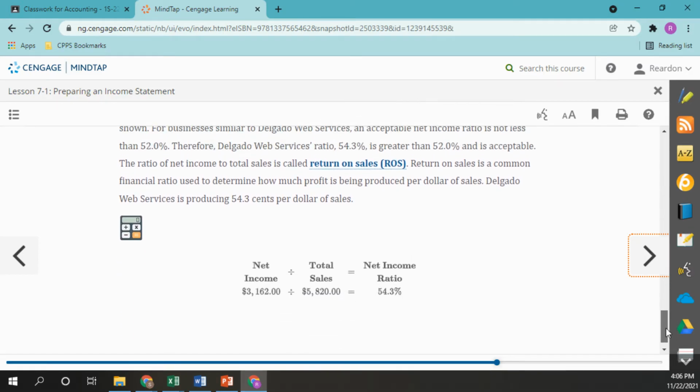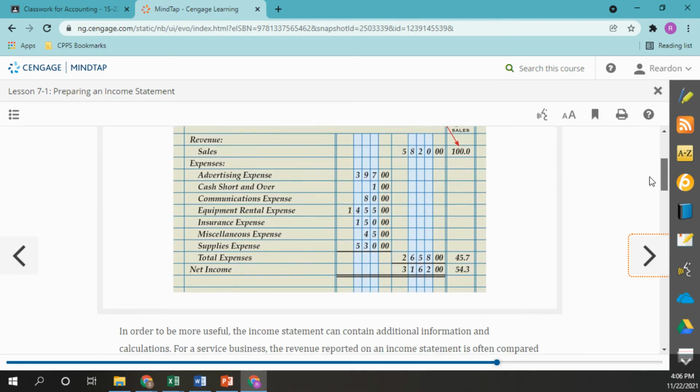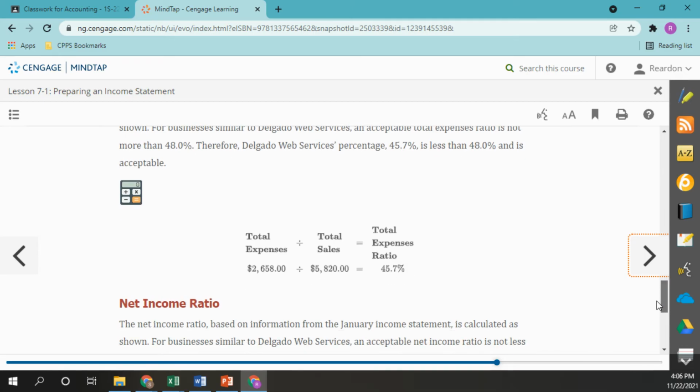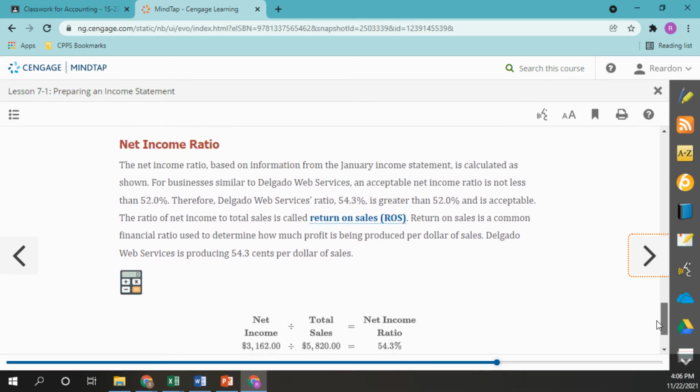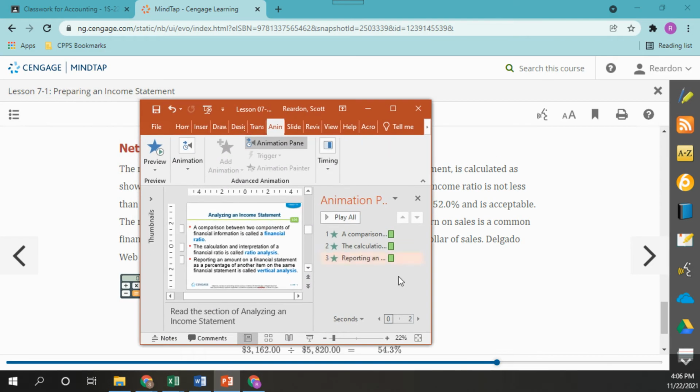So if you would please take a moment, read through the Analyzing an Income Statement section of Chapter 7.1 in your MindTap book. All right. And let's pop back into our presentation here. Whoops. Let's go back over here.